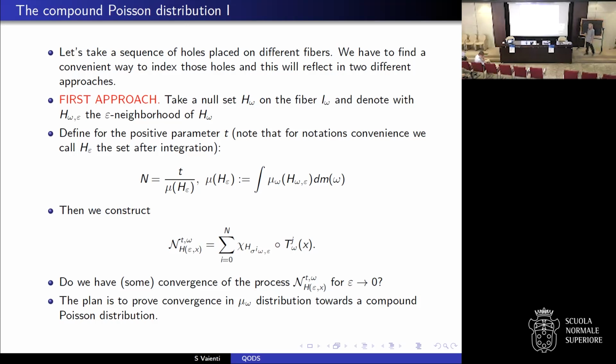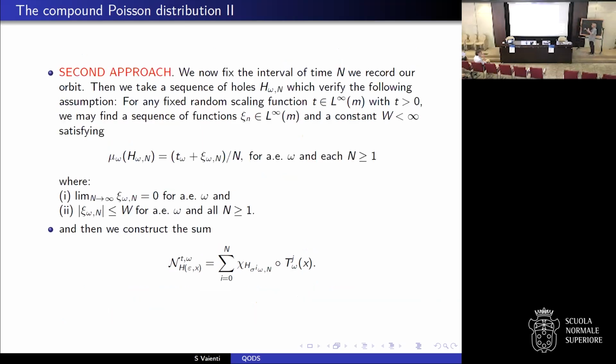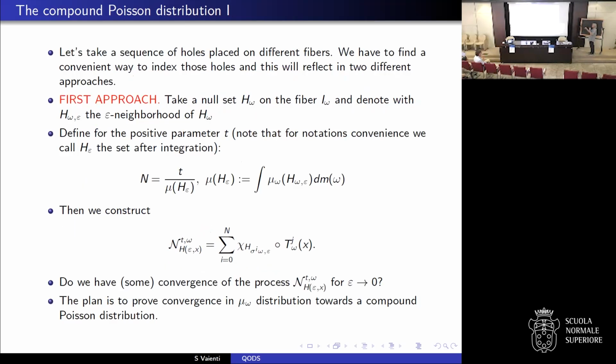No, epsilon is, in this first approach, a number which is fixed for all the holes. Yes, epsilon is fixed. It's just a neighborhood of what I call H_omega here, which are sets of zero measure with respect to mu_omega. N is defined in this way, so it's completely deterministic, because now you are integrating on omega. This is the first approach.